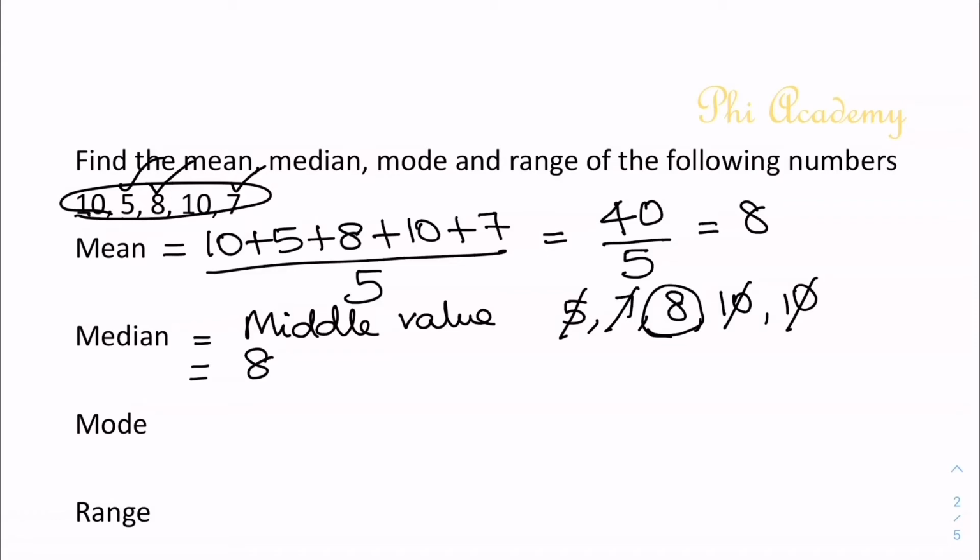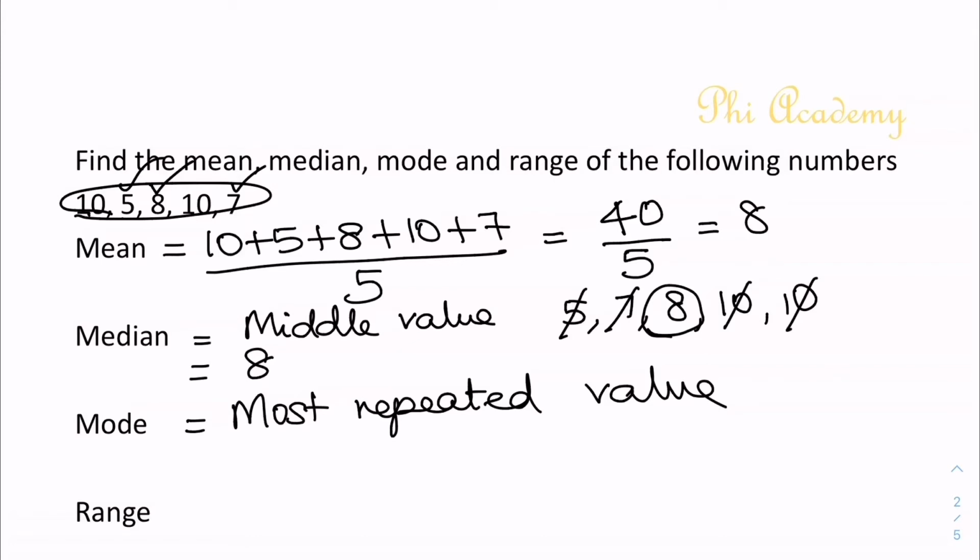Moving on to mode. Mode is the most repeated value. So in our case, which is the most repeated in our data? So we have 1 5, 1 7, 1 8, but 2 number 10s. So therefore our mode is going to be 10. So can you see that the mean, median and mode, they don't have to be the same numbers. They can be different numbers.